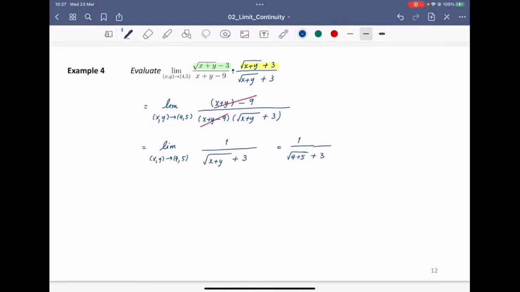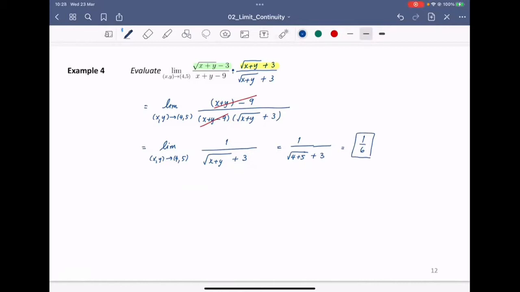Well, you do not need the conjugate now, because here you get rid of the 0 over 0 problem already. So you're ready to plug in. When you plug in, this is going to be 1 over 6. And that is your answer. Well, very simple, right? Very simple, right?